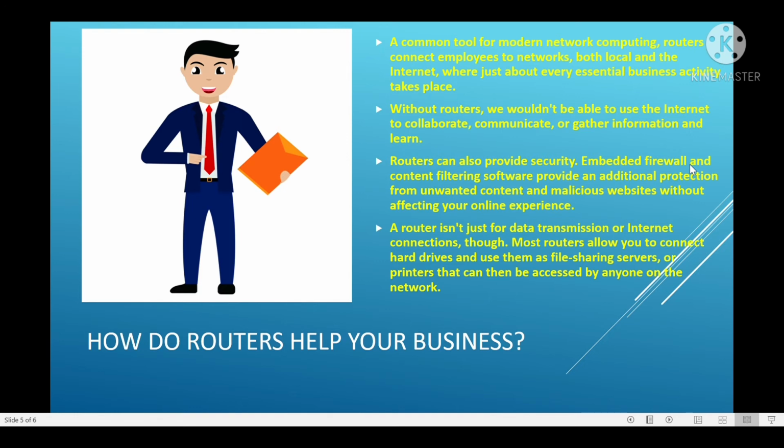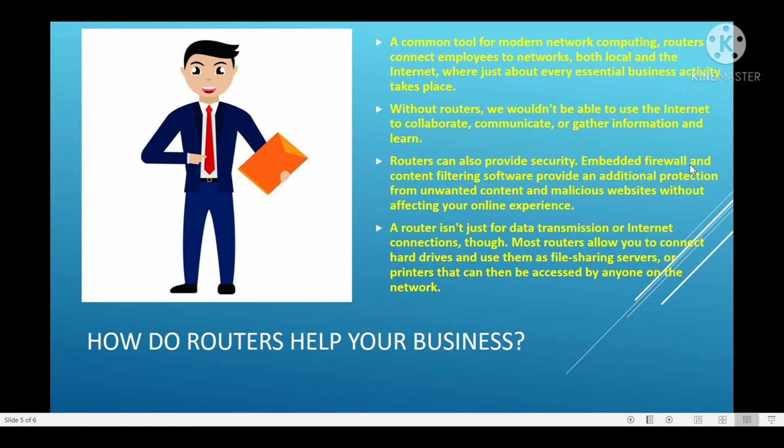So how does a router help in our businesses? A router is a very common tool which is needed for network computing. A router generally connects employees to the network, and connects the local network to other wide area networks, right? If there were no routers, we wouldn't be able to use the internet, because the internet utilizes routers as many nodes, and it is one of the primary devices which allows us to communicate and gather information.